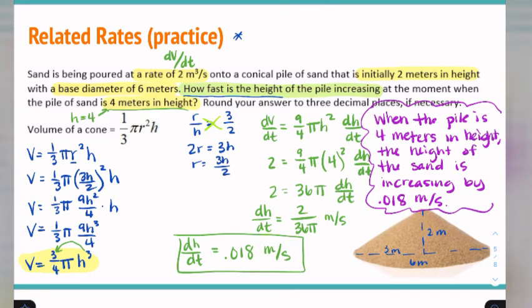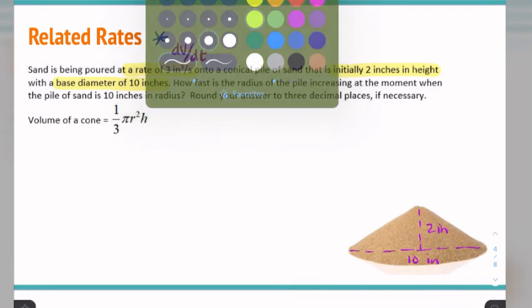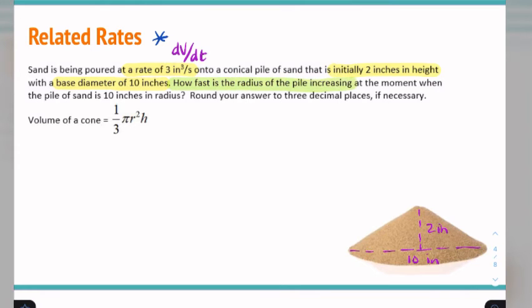All right, example 2. Sand is being poured at a rate of 3 inches cubed per second. So that again is going to be our dV dt. Onto a conical pile of sand that is initially 2 inches in height with a base diameter of 10 inches. How fast is the radius of the pile increasing? So now it's asking us about radius. That means I want to find dr dt.